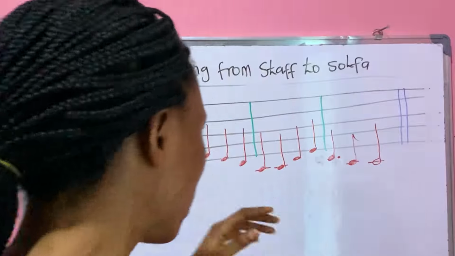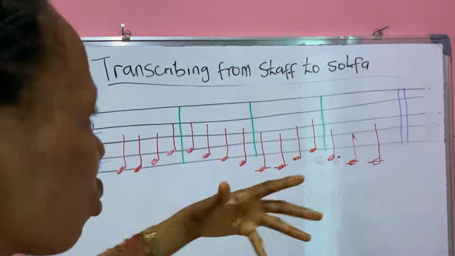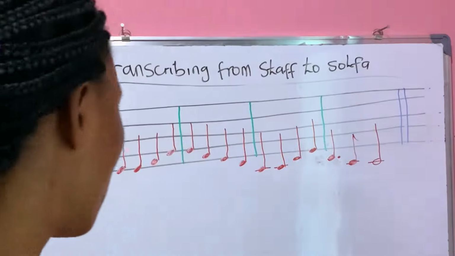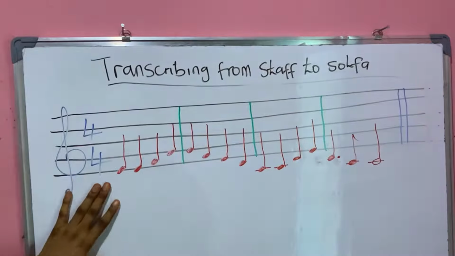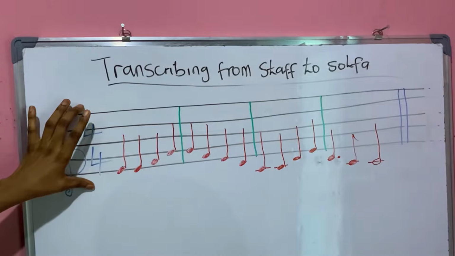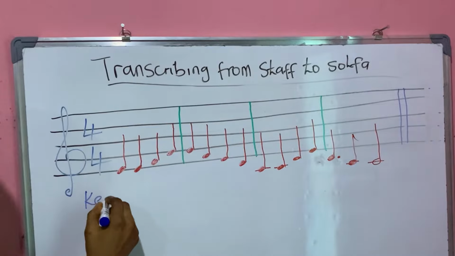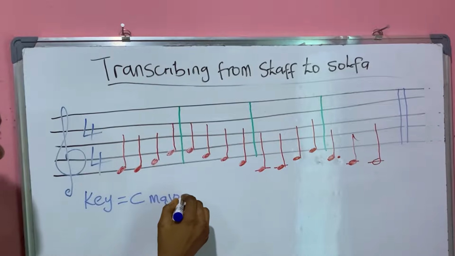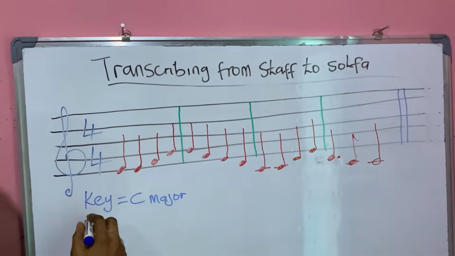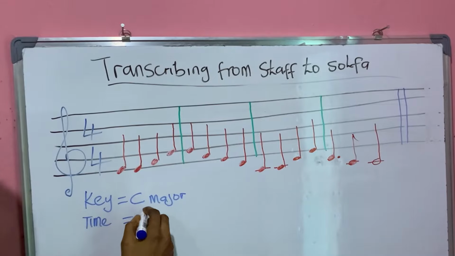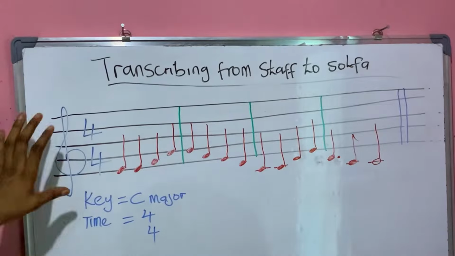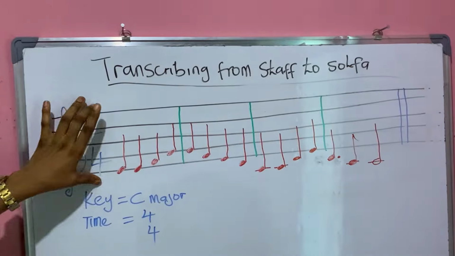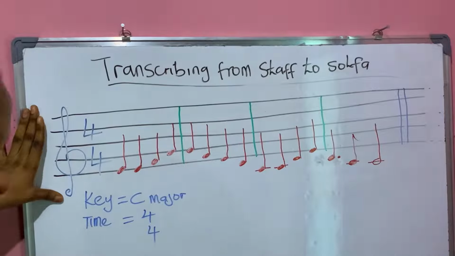Okay, so this is going to be part one of how to transcribe music, and I'm going to explain this. This music is in C major, and the time signature is 4/4. First, indicate the key, which is C major. Then the second thing is the time signature. I always write the time as 4/4. Okay, now you've indicated the key and the time. Then the music is on the treble clef.